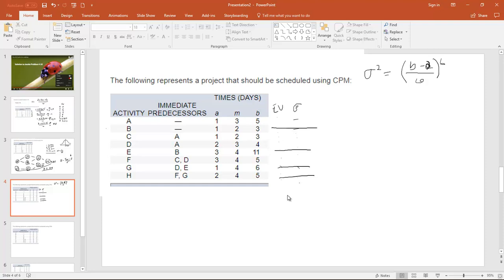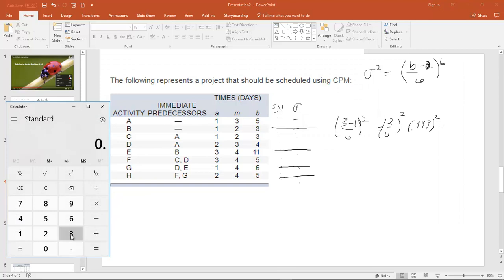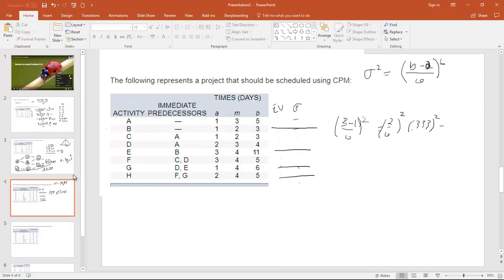Okay, so the variance for B would be 3 minus 1 over 6 squared. 3 minus 1 is 2 over 6, right? 2 over 6 squared. Well, that is equal to 1/3 squared. So what is 0.333 squared? And that is going to equal, go to the calculator, 0.333 squared is 0.111. Okay, so 0.111.